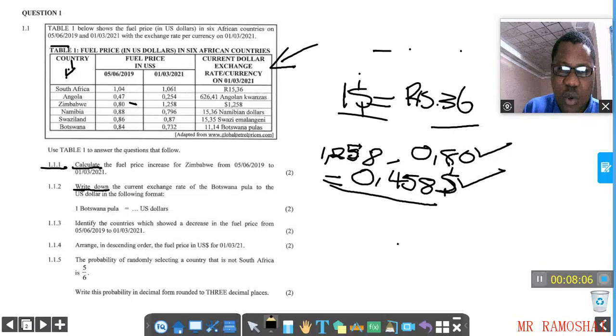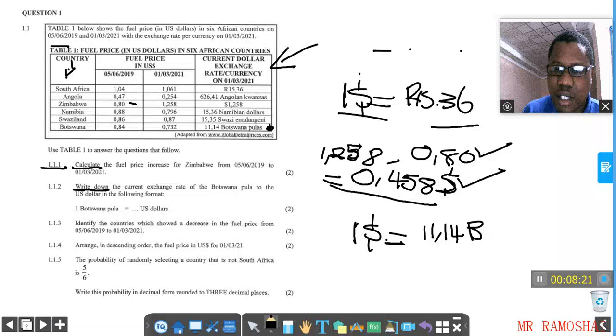So let's look at this. When you look at this, it means that $1 is equal to 11,14 Botswana Pula, right?